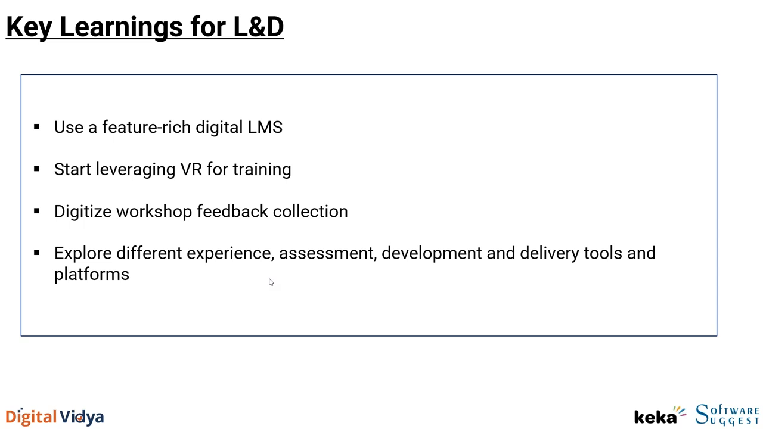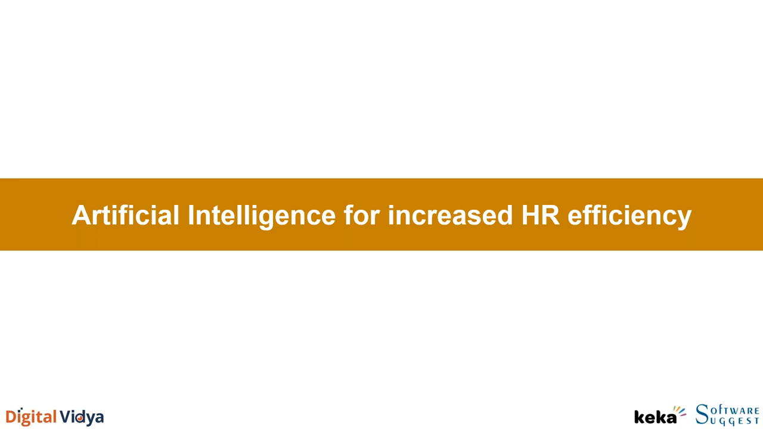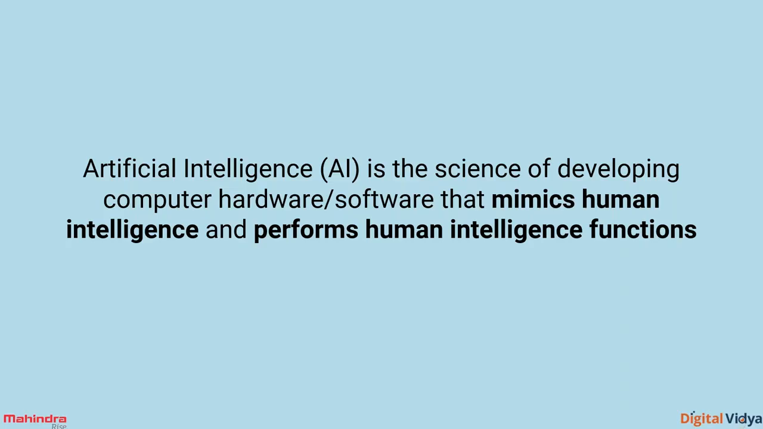Right, so let's move on to the last section for today, which is probably the most exciting and the most interesting: how is artificial intelligence increasing efficiencies in the HR space? For those of you not familiar with AI, AI or artificial intelligence is a science of developing computer hardware or computer software that mimics human intelligence and performs human intelligence functions. So basically you build a software that does what a human being would otherwise do.